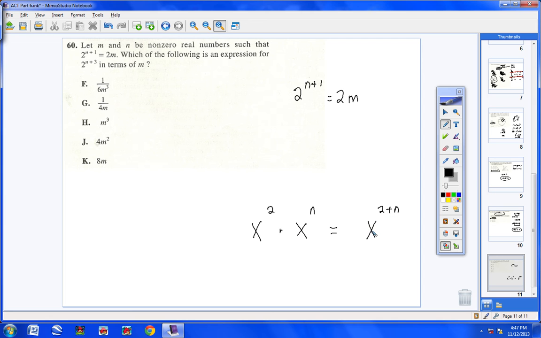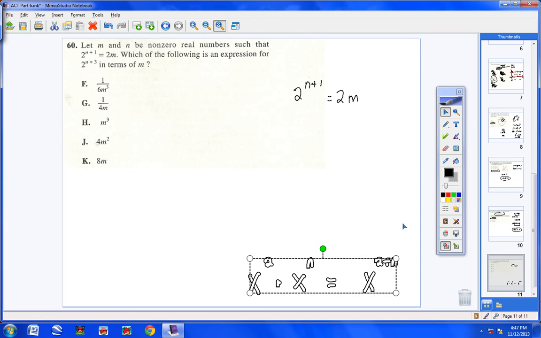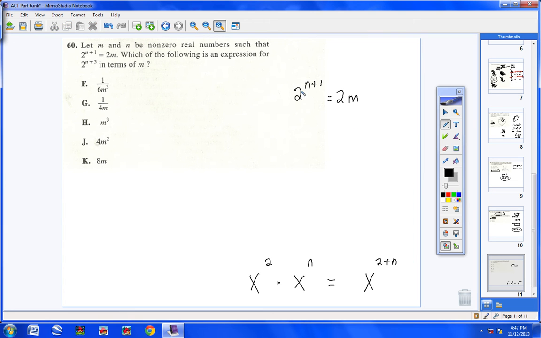So I can go backwards. If I have x to the 2 plus n, I could break it down like this. So using this property right here, I'm going to apply that up here. If I have 2 to the n plus 1 power, I could really say 2 to the n power times 2 to the 1 power. Now, remember, my goal is to get this right here. My goal is to get 2 to the n plus 3 power. That really is my goal, okay?